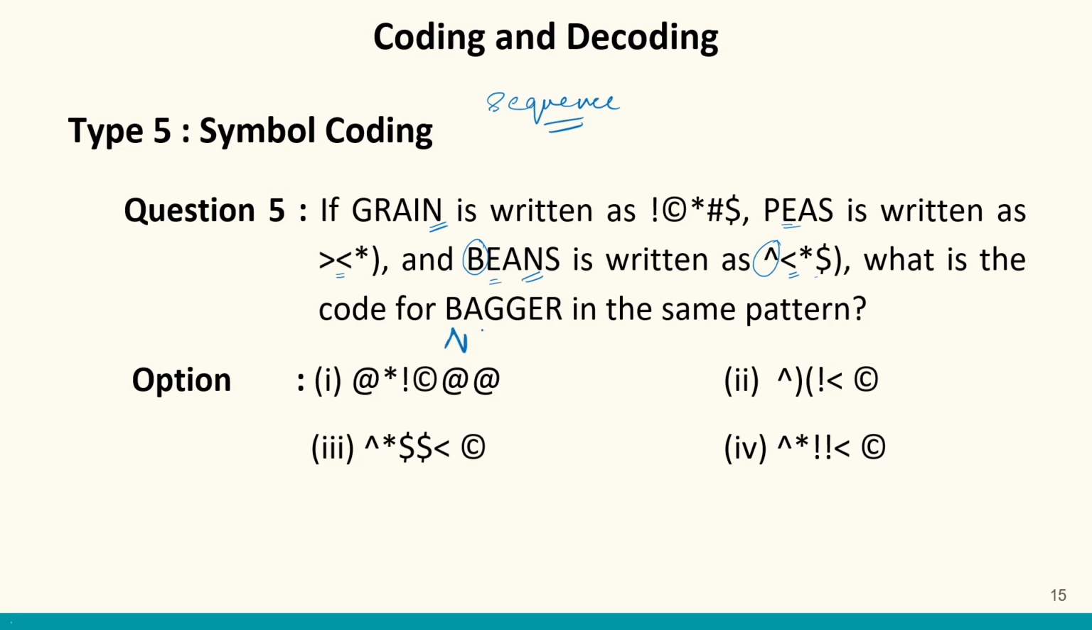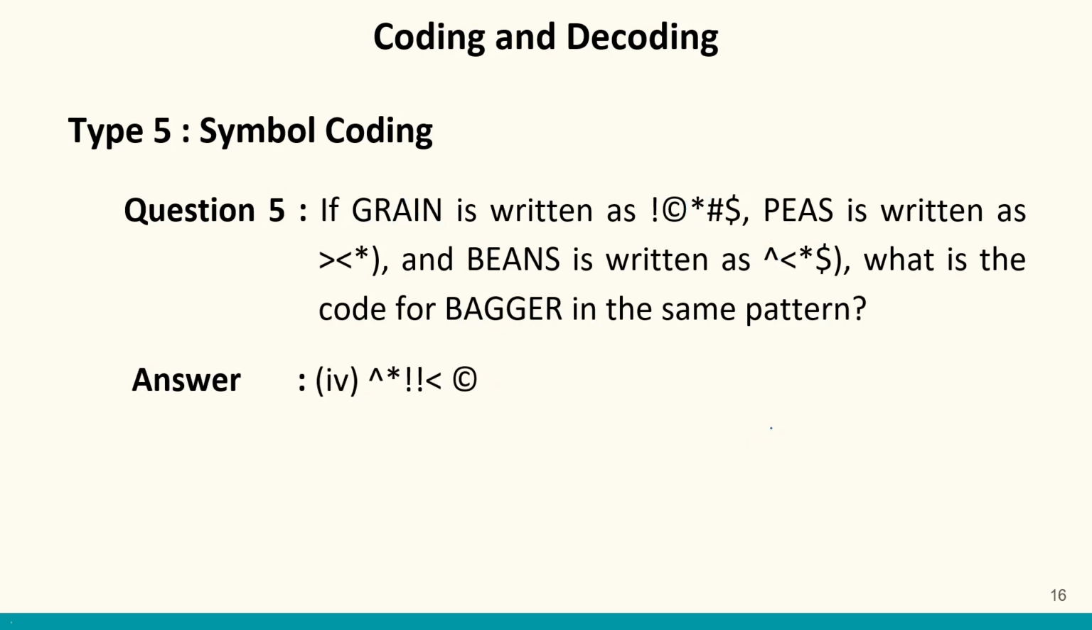this time. A is coded as this. G is coded as this. E is coded as this. And R will be coded as this. So our answer will be this. Option 4 will be the correct answer.